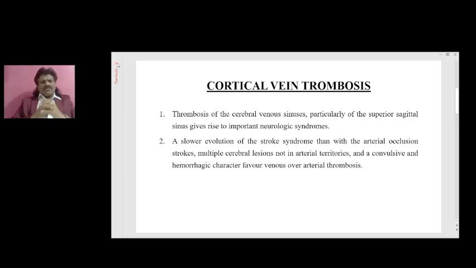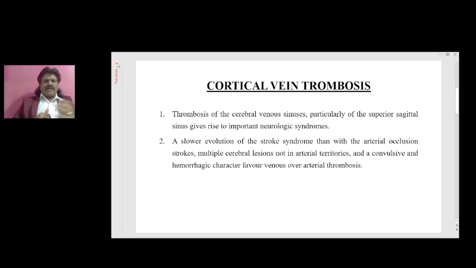The thrombosis of the cerebral venous sinuses, particularly of the superior sagittal sinus, gives rise to important neurologic syndromes. So cortical vein thrombosis, one of the common ones being superior sagittal sinus thrombosis, can give rise to important neurologic syndromes. But cortical vein thrombosis is less commonly seen as compared to arterial thrombosis.